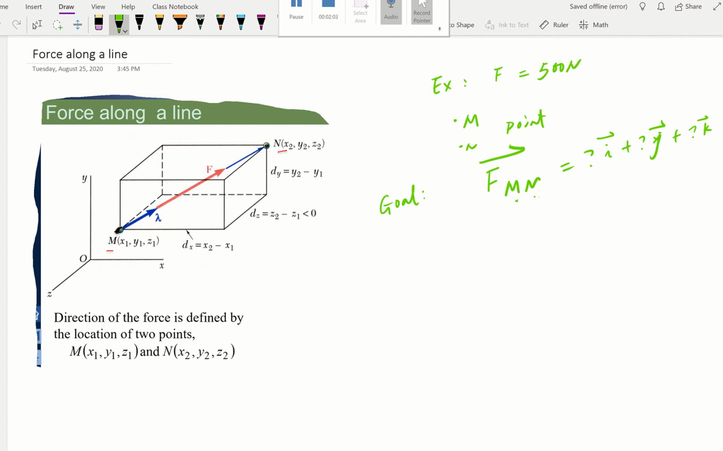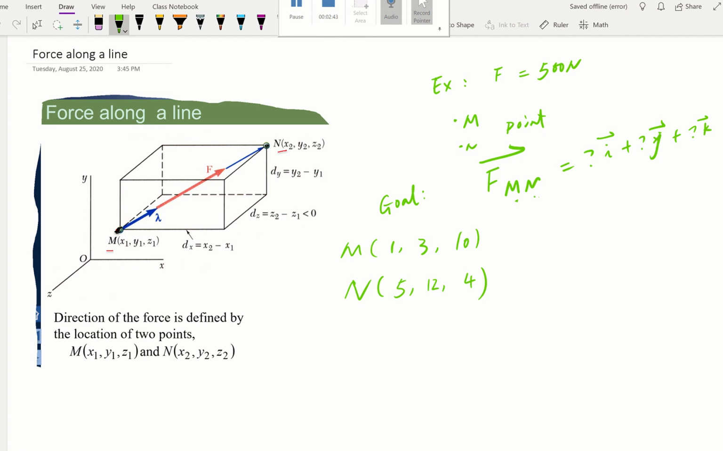They tell us it's connecting from M to N. That's what's given. And for example, here I would just come up with some random numbers for M. X is 1, Y is, let's say, 3, and Z is 10. Then the N coordinate. So I'm writing down the coordinates of those 2 points. N's X is going to be, let's see, 5, the Y coordinate is going to be 12, and the Z coordinate is going to be 4, for example. So those are the 2 coordinates given.